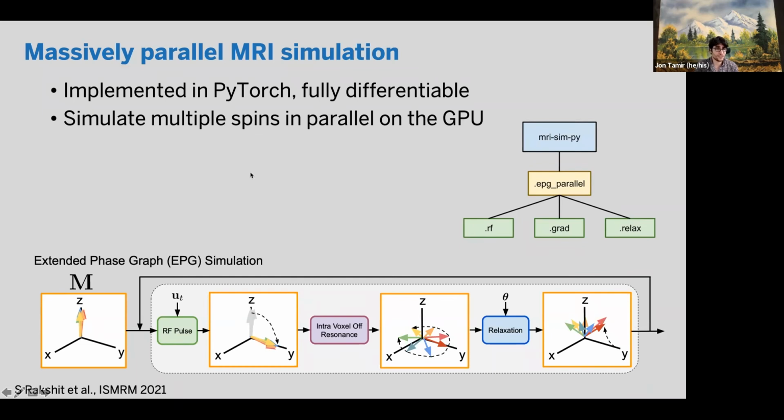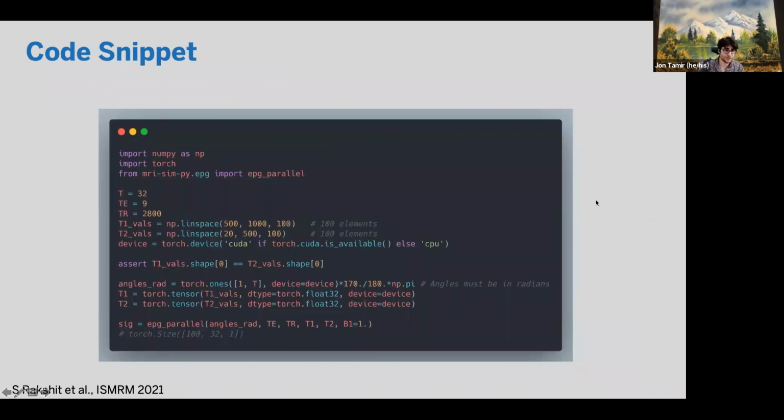And we've tried to do this in a way that's very easy to use so that you can simulate thousands or tens of thousands of spins, because ultimately we want to do this with spatial information. And we'll need to simulate many thousands of spins in one iteration of our update. And so here's a code snippet where, after setting up the particular variables, we can call our parallel extended phase graph algorithm, which can be differentiated with respect to the scan parameters, as well as with respect to the tissue parameters.